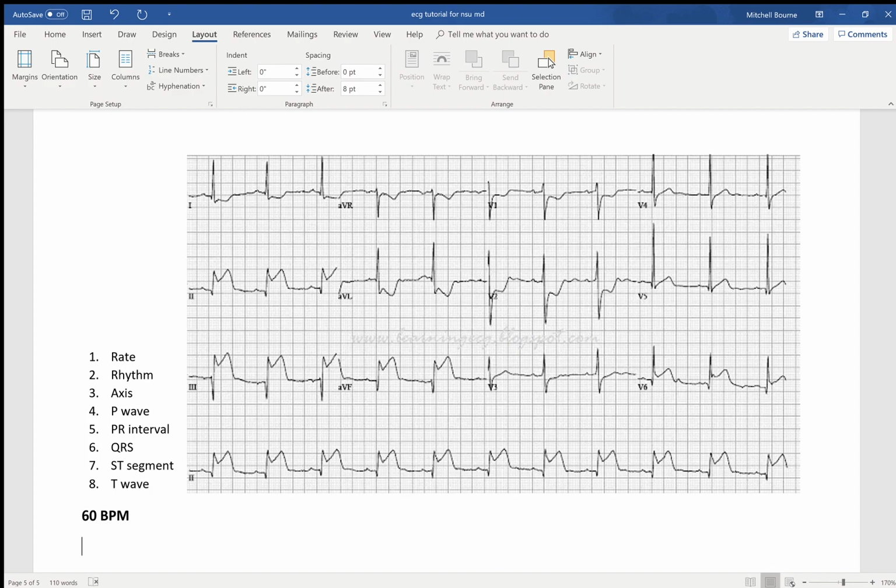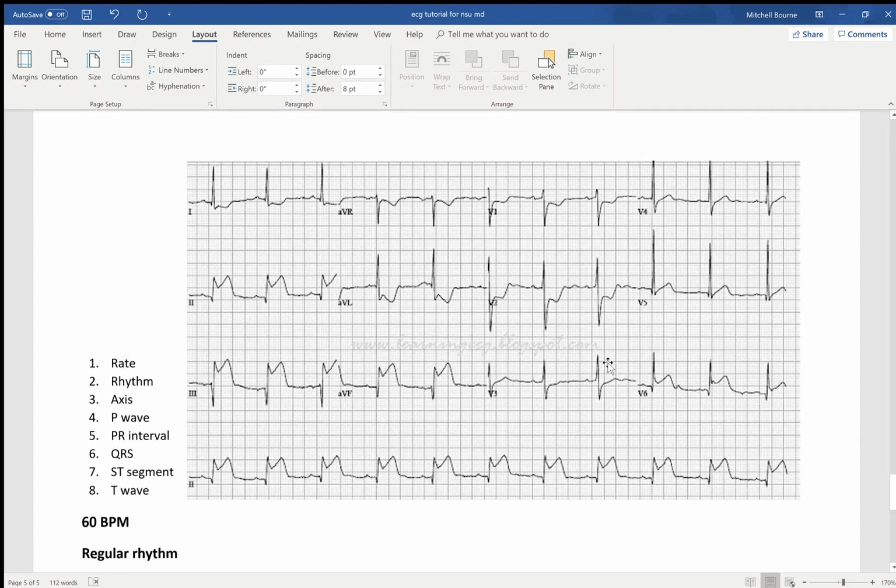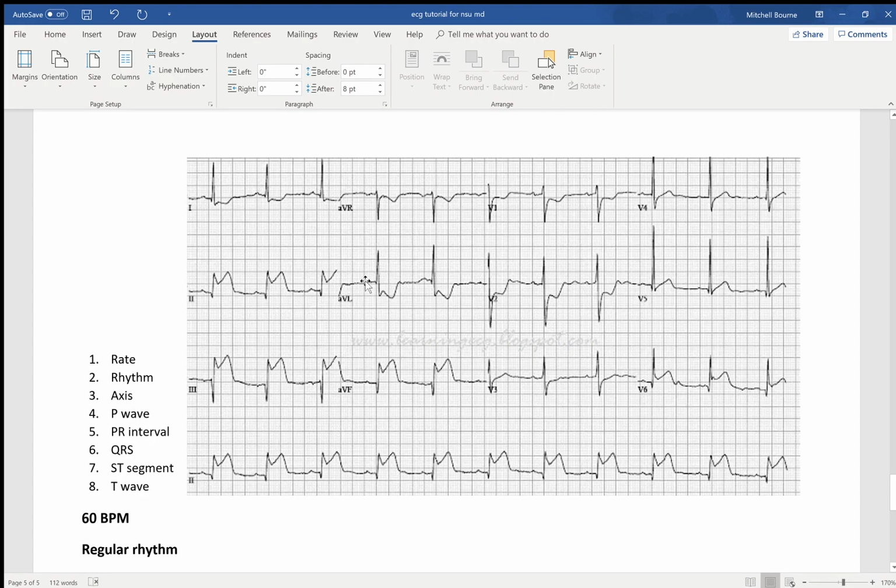Rhythm, is it regular? Look at the RR intervals. Yes, it's regular. We're eyeballing it, but there's very little difference, if at all, between the QRSs. This is regular rhythm. Axis. Okay, so if these are all upright, which they are, it's normal axis. Don't worry about the axis here.